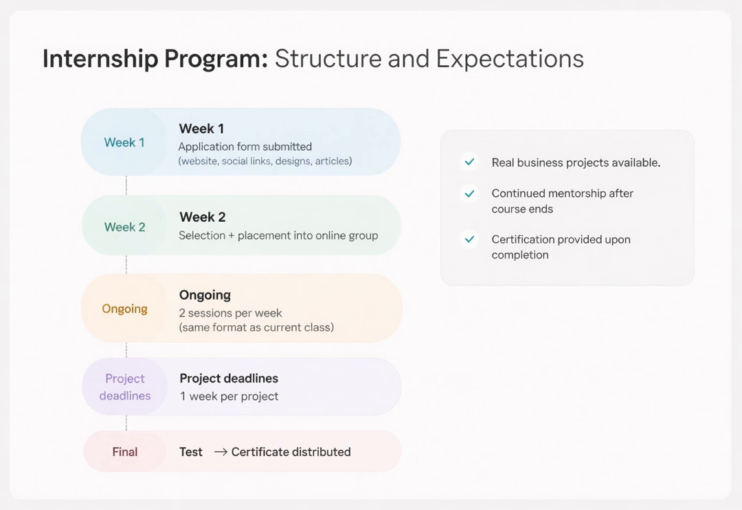Once selected, you're placed in an online group, and the internship runs 2 sessions per week, same format as the current class. Project deadlines are typically 1 week per project, so the pace is real and practical. At the end, there's a final test, and upon passing, you receive your internship certificate. The instructor also emphasizes that this isn't just a formality. You'll get to work on real business projects, and mentorship continues even after the course officially ends.